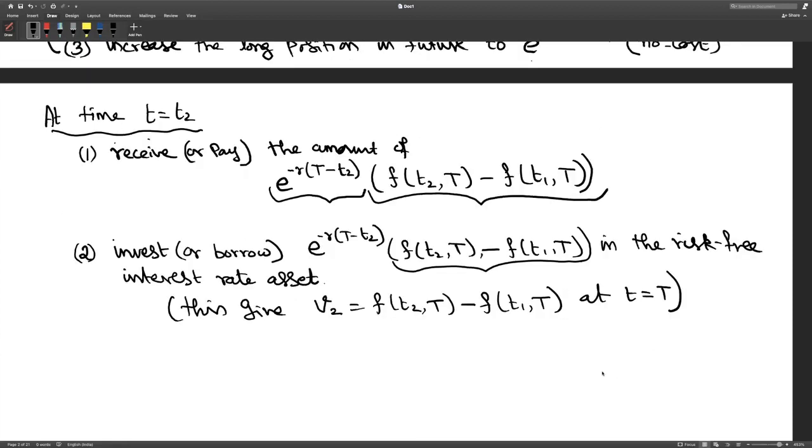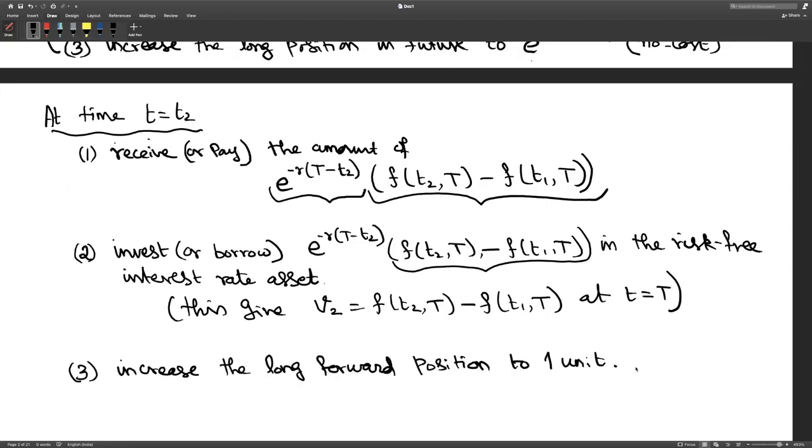Since we have considered only 2 time steps, the next time step for us is capital T. Therefore, at this time step, if there are intermediate time steps, again you have to invest the forward long position in fractions only. Now, since the next time step that you are going to consider is capital T, you increase your long forward position to 1 unit. Again, it involves no cost. Let's denote this portfolio by pi 2, happening at time t2.